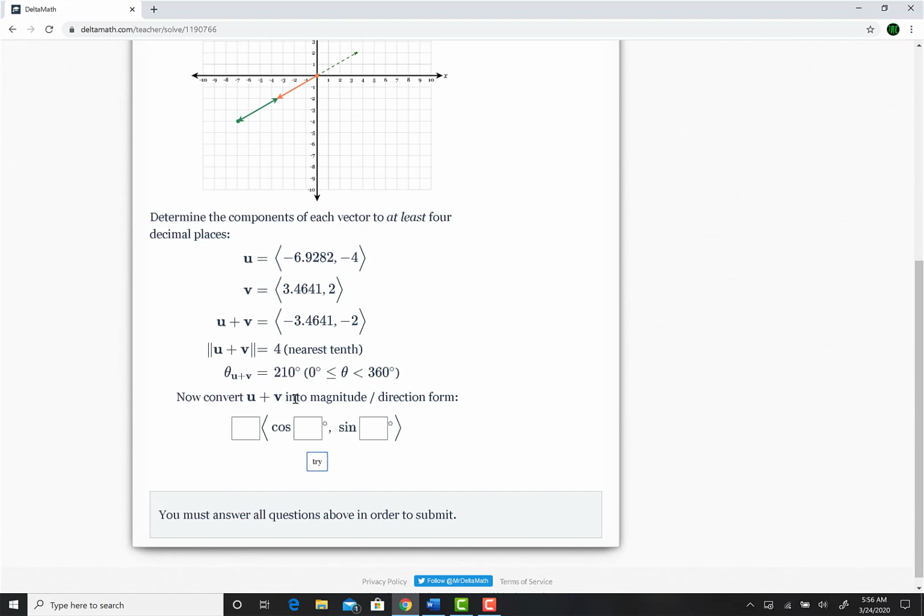And it says, now convert U plus V into magnitude plus direction. So the magnitude was 4, and my angle was 210, so 4 and 210.